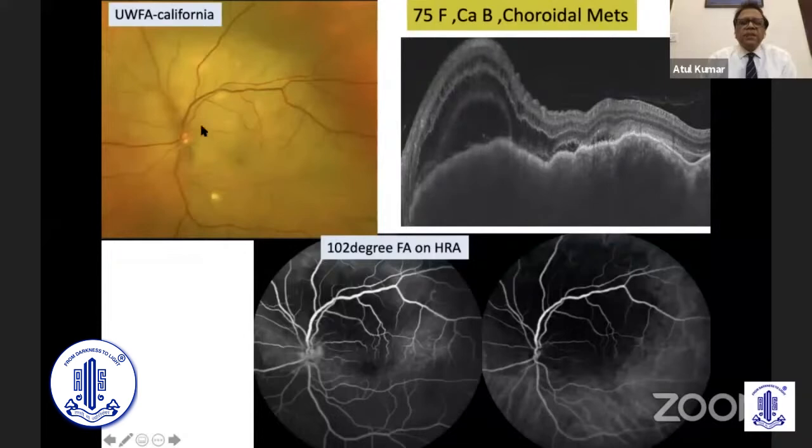This is a patient who had a history of carcinoma, CA breast, an old lady who had come to us, and she had choroidal metastasis, which was picked up on the OCT. You can see the irregular mass under the choroid. But if you do the 102 degrees ICG, you actually see the lesions going all the way to the periphery.